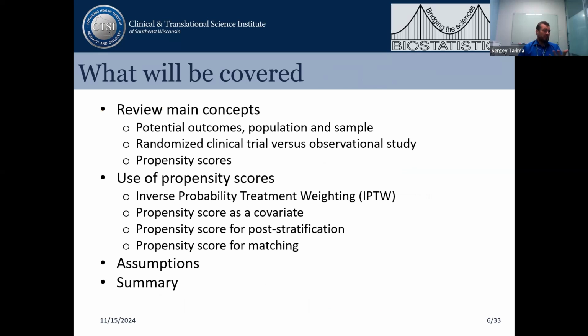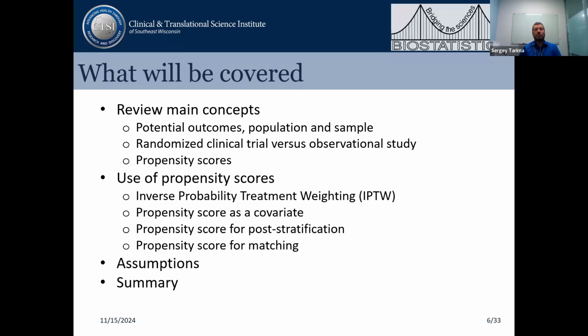What will be covered in our talk today? First, we will review main concepts about causal inference and potential outcomes. We will talk about population and sample, and discuss differences between randomized clinical trials and observational studies, and how propensity scores can be used with observational studies. Propensity scores are used in different ways to adjust for confounding in observational studies, and we will discuss four possible approaches, starting with inverse probability treatment weighting.